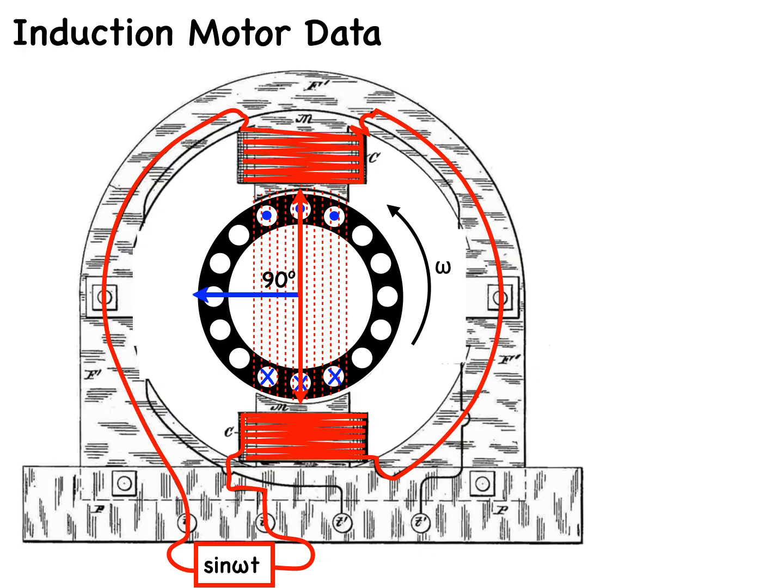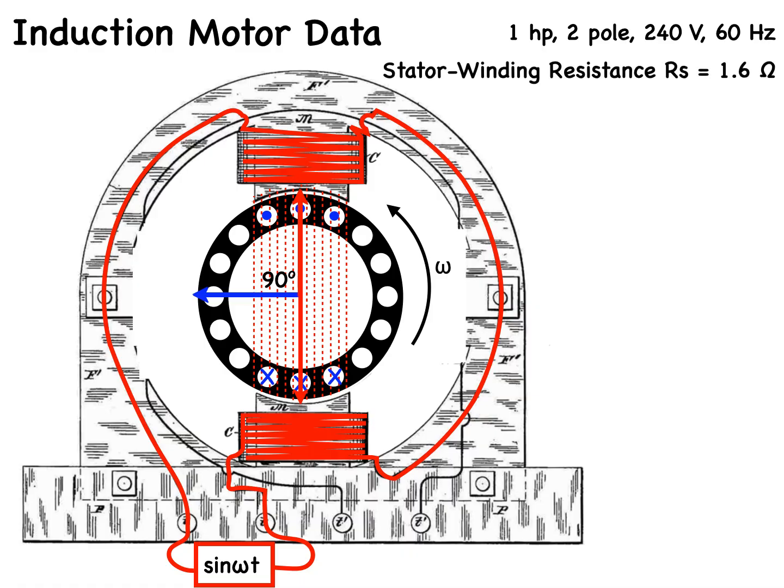In this section, we'll use no-load and locked rotor tests, as well as a DC measurement of the stator winding resistance, to determine the parameters for a forward and backward field circuit of an equivalent circuit model of a single-phase induction motor. The induction motor is a 1 horsepower, 2-pole, 240-volt motor operating at 60 Hertz. The DC measurement of the stator winding resistance, RS, is equal to 1.6 ohms.